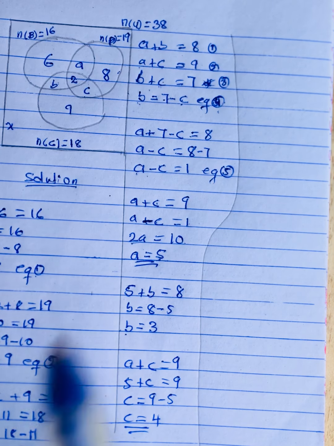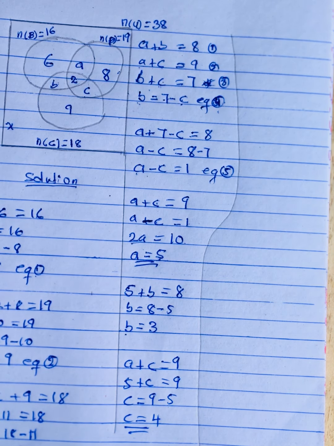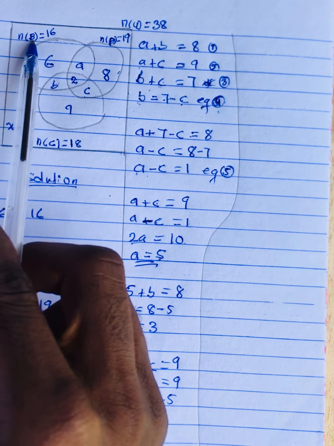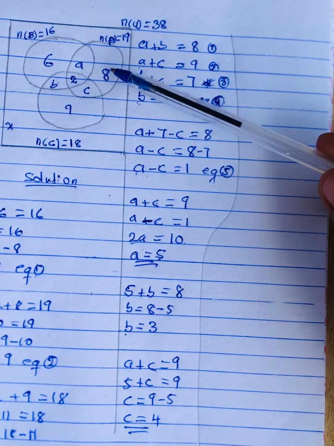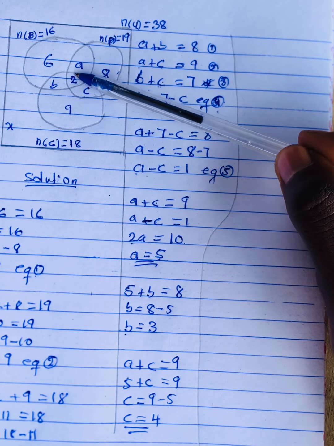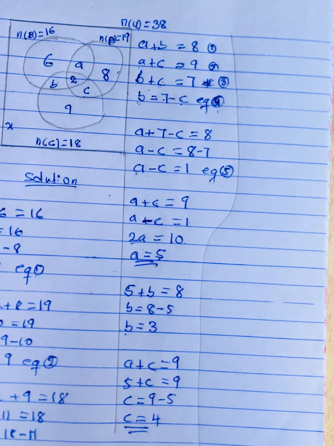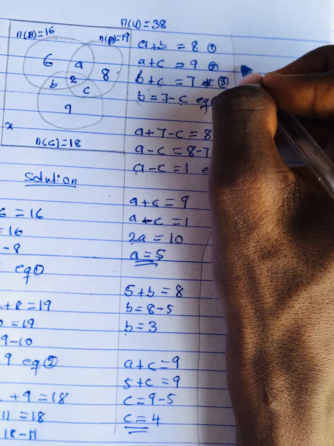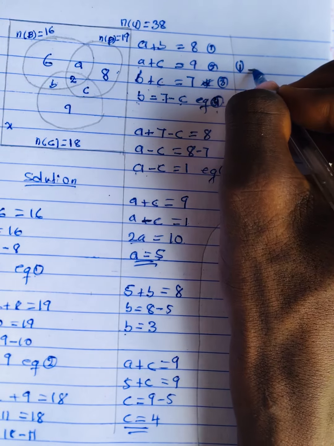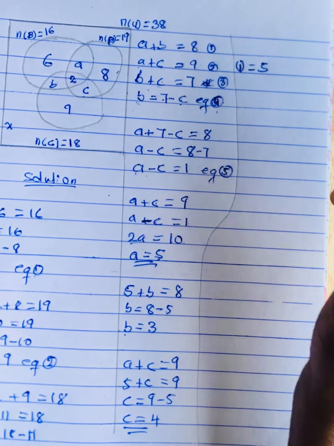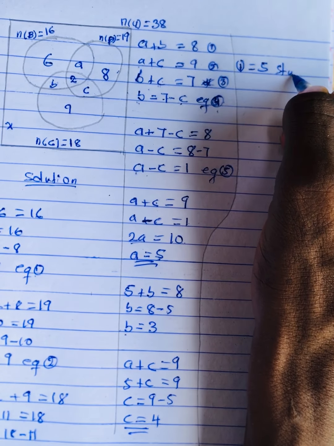Okay, so the question says we should find the number of students who study what? Biology and physics only. So biology and physics only is what? This aspect alone. A alone. So the value of A is what? So question 1. The value of A is equal to what? 5. So it's only 5 students.